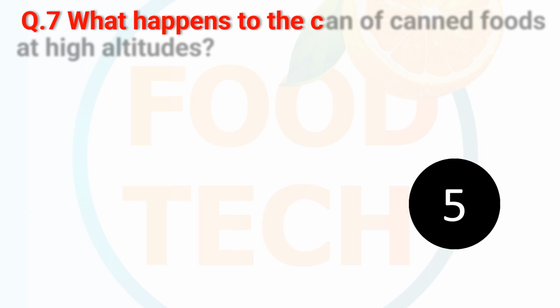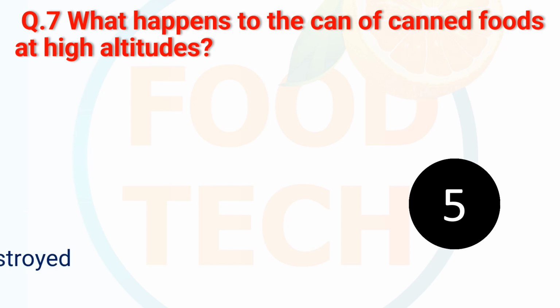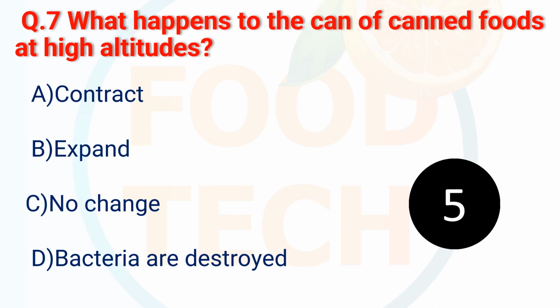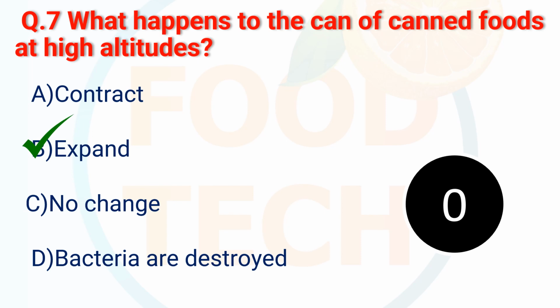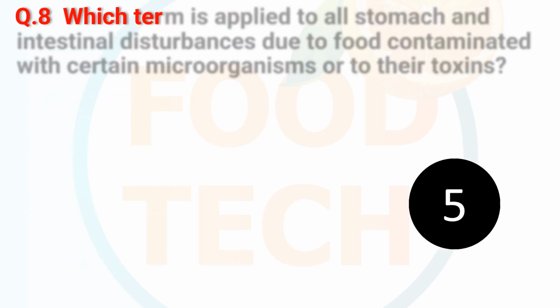Question 7. What happens to the can of canned foods at high altitude? A. Contract, B. Expand, C. No change, D. Bacteria are destroyed. Answer is B. Expand.